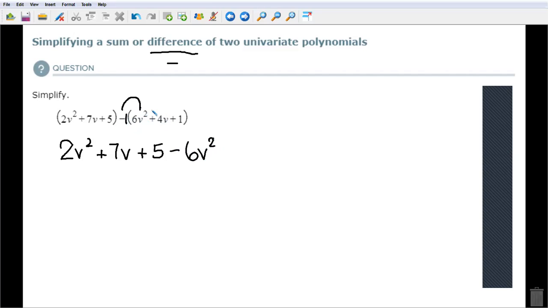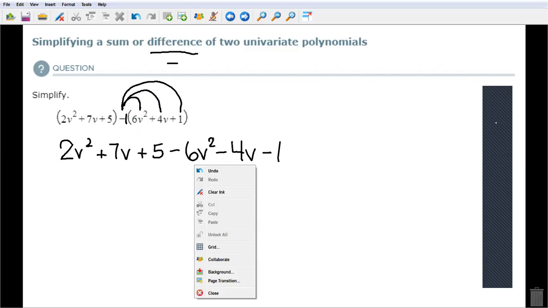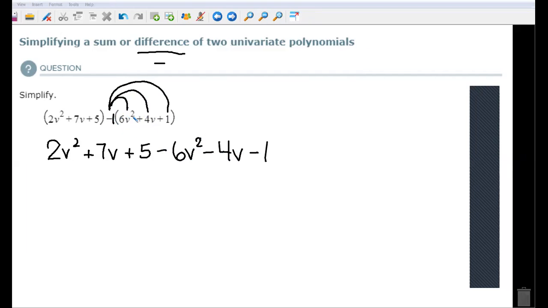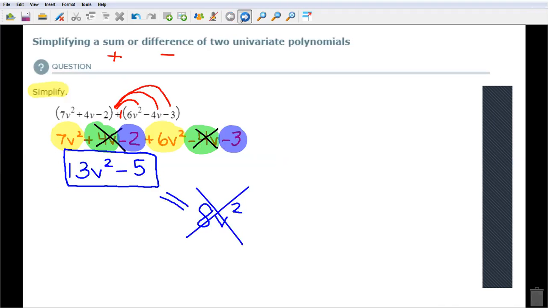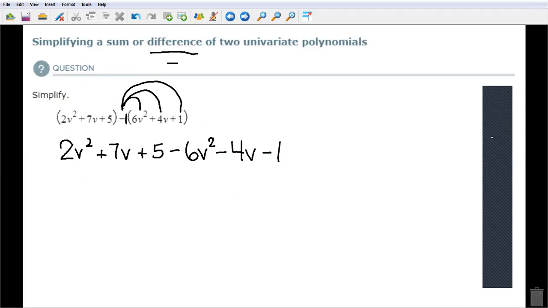4v turns into negative 4v. And negative 1 times 1 is just negative 1. Notice I had plus, plus, plus in the middle of the parentheses here. When I distribute the negative, it turns into minus, minus, minus. Once you've done that, it's just like these previous two problems. Now we are just combining like terms. Like I said, the only difference is that now we have to distribute a negative if there's a minus sign in the middle.